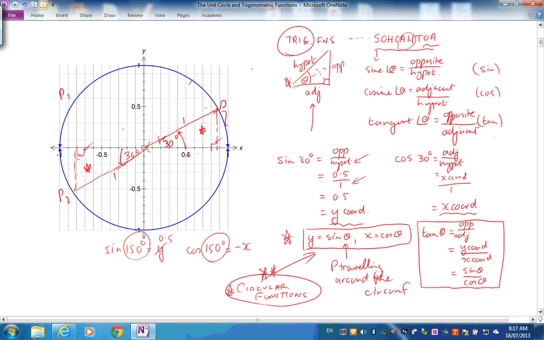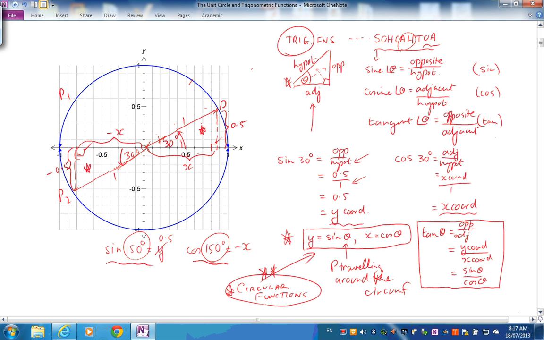Therefore, this y, that length there, which was 0.5, is going to be equal to this one here. But it's going to be negative, isn't it? Gone downwards. And this x here is going to be equivalent to this one. This is going to be neg x though. So what are we doing? Well, we're creating positions where you can find the sine and cos of bigger and bigger angles.